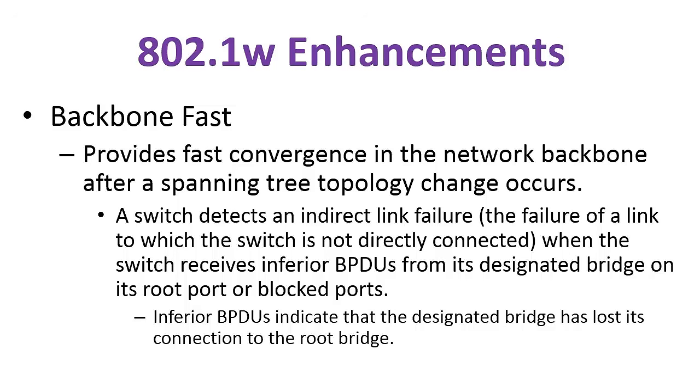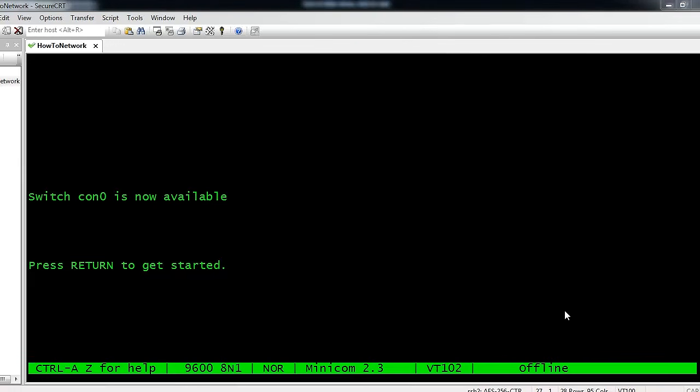Backbone fast provides faster convergence in the network backbone after a spanning tree topology change occurs. So backbone fast detects indirect link failures, and when the switch receives inferior BPDUs from its designated bridge, it indicates that the designated bridge has lost its connection to the root bridge, and it immediately chooses another path back to root.